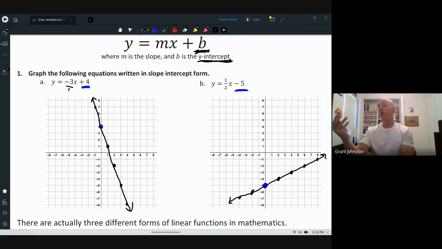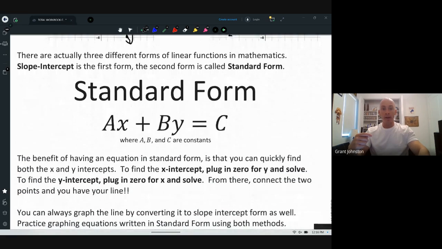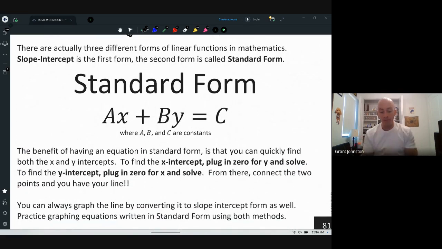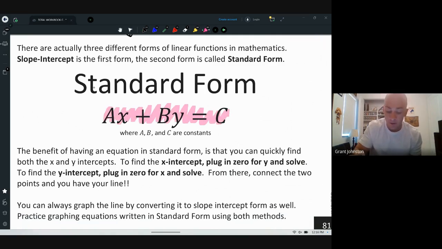So in this unit, we're going to be dealing with different forms of linear functions. And the second form, so our first form was slope-intercept, the second form is called standard form. Okay, so this is standard form. It's written in this form of ax plus by equals c, where a, b, and c are constants. They're just numbers. Those are our coefficients, okay?